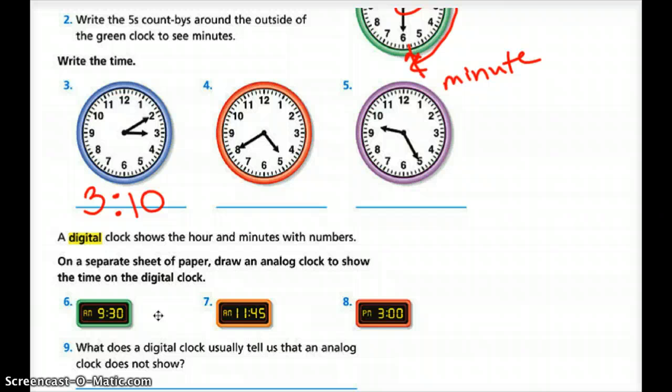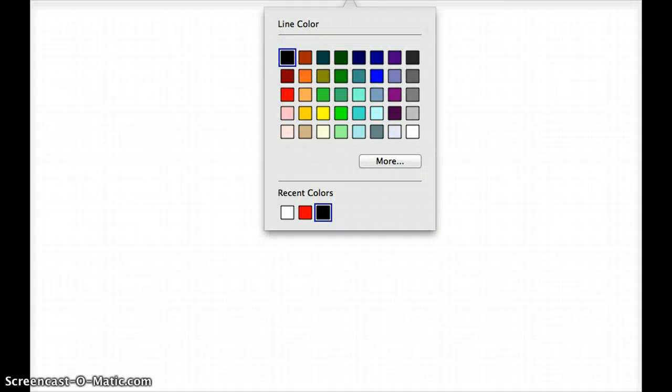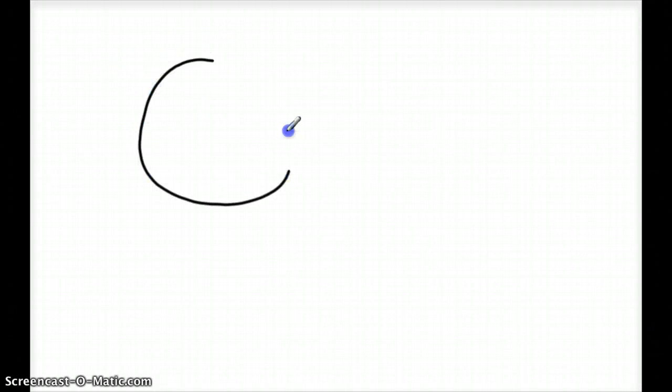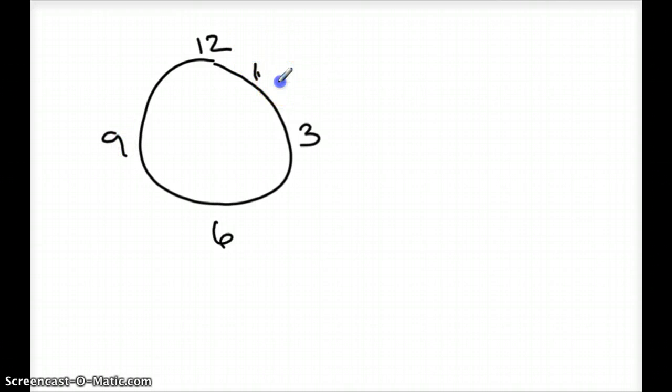Next, it says a digital clock shows the hours and minutes with numbers. On a separate sheet of paper, so on scratch paper, draw an analog clock to show the time on the digital clock. So we need to make our own clock that shows 9:30. So I have a clock. It's easiest to write your 12, 3, 6, and 9 first, and then go back to write your 1, 2, and so on. And I had to write the time 9:30.